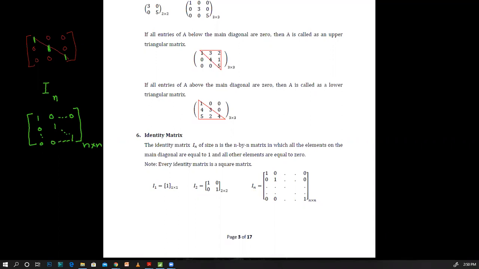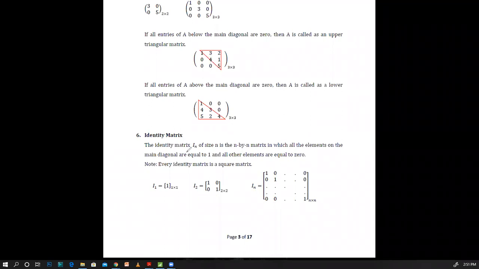Here some examples have also been included in this note. You can see that here it is given as I1. I1 is said to be a matrix with one row and one column. Therefore, you may have only one value, no off diagonal elements. Then if you move to I2, you may have it as 1, 0, 0 and 1. Only the main diagonals are 1s.